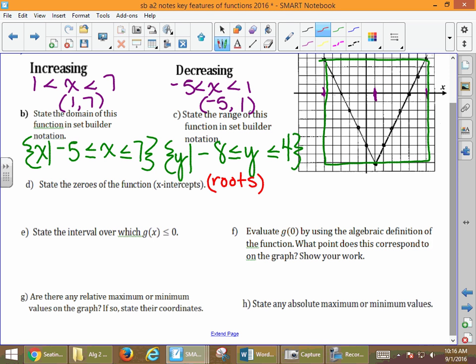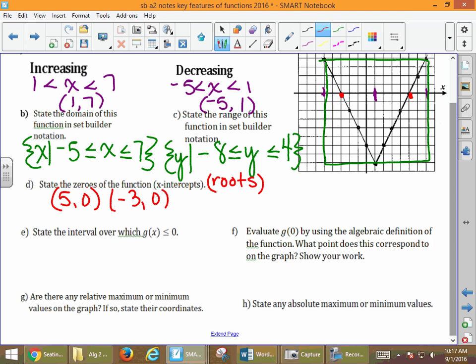Zero. -5, 0. 1, 2, 3, 4, 5, +5, 0. And the other one, Tiffany? -3, 0. Is -3, 0. 1, 2, 3. There's the -3, 0. Here's the +5, 0. Where the graph crosses the x-axis.